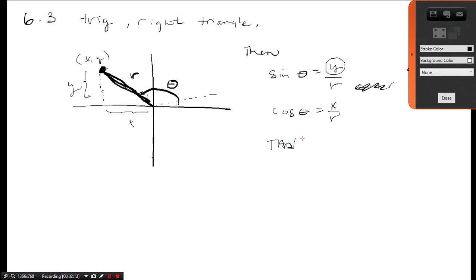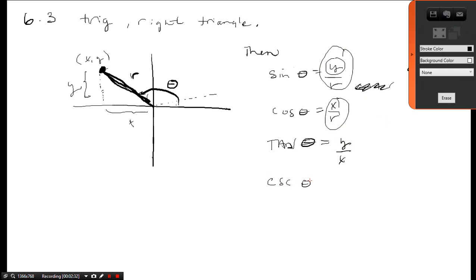Tangent, same thing. Tangent is still sine over cosine. So the tangent of an angle is still sine over cosine, which gives you y over x, right? Divide this fraction by this fraction, and you multiply by the reciprocal, simplify it out, and you get y over x. Okay, and then they're inverses.